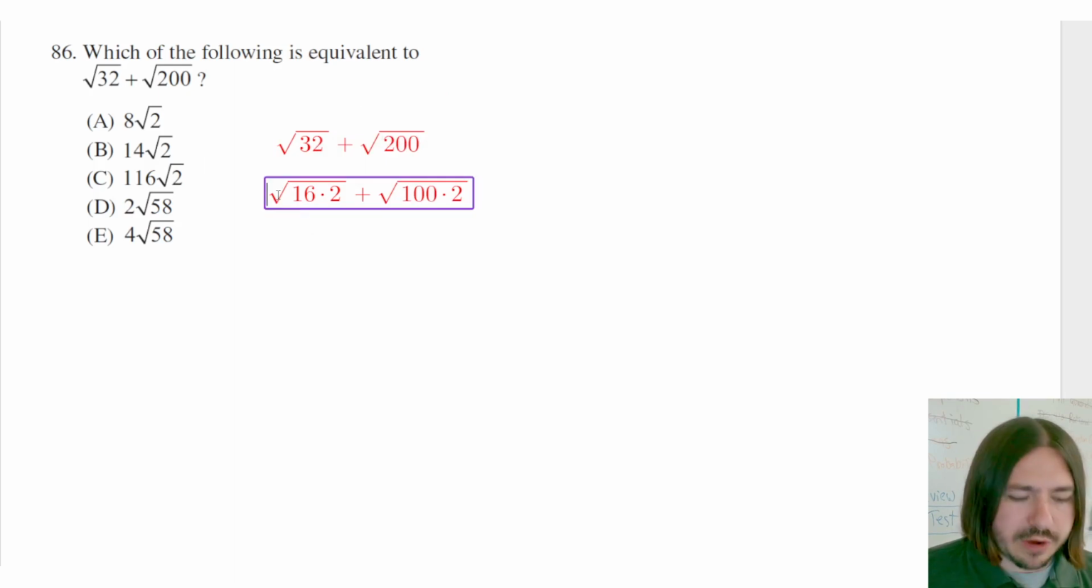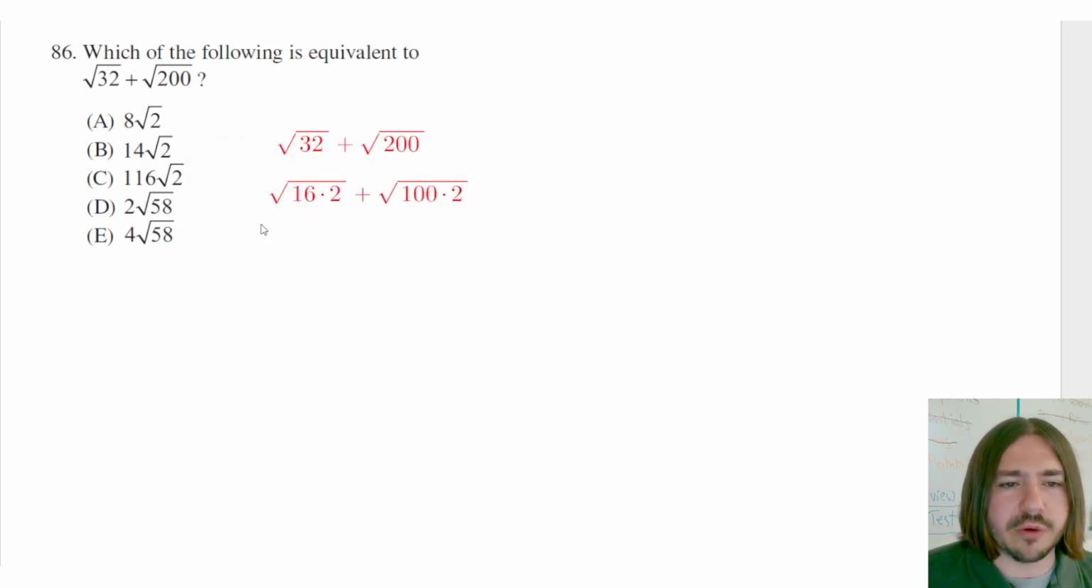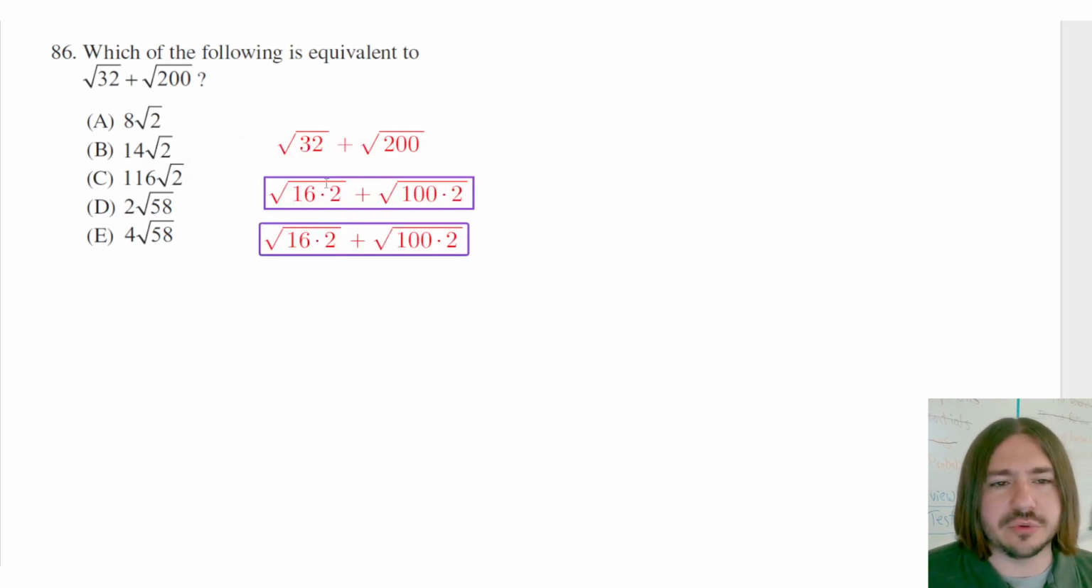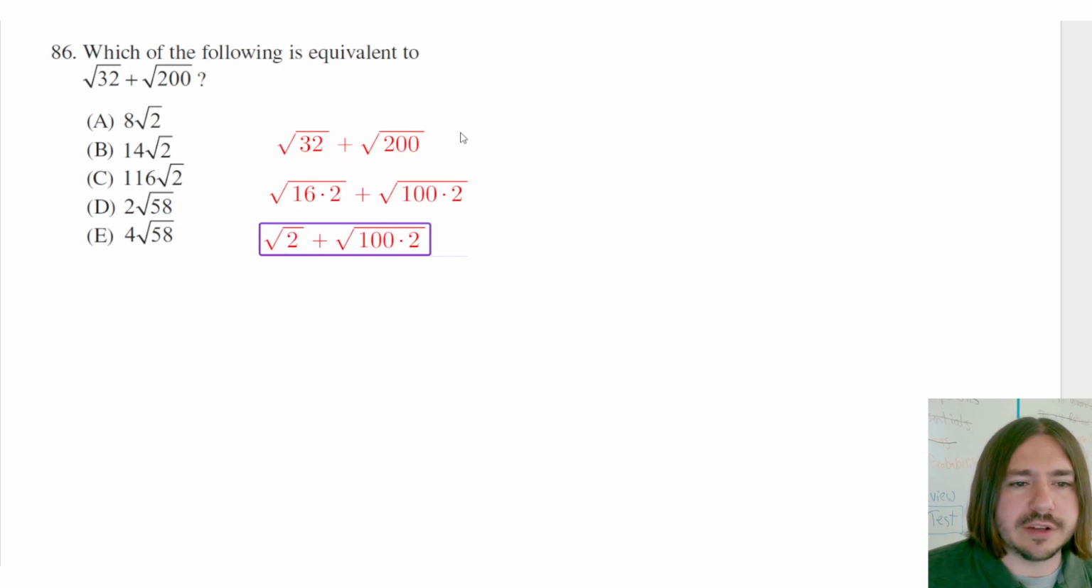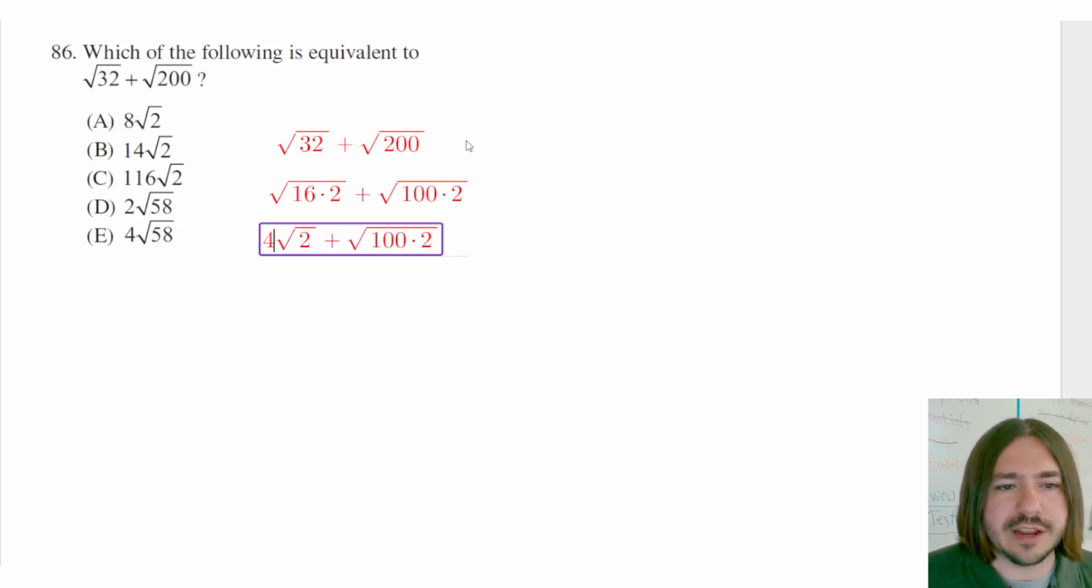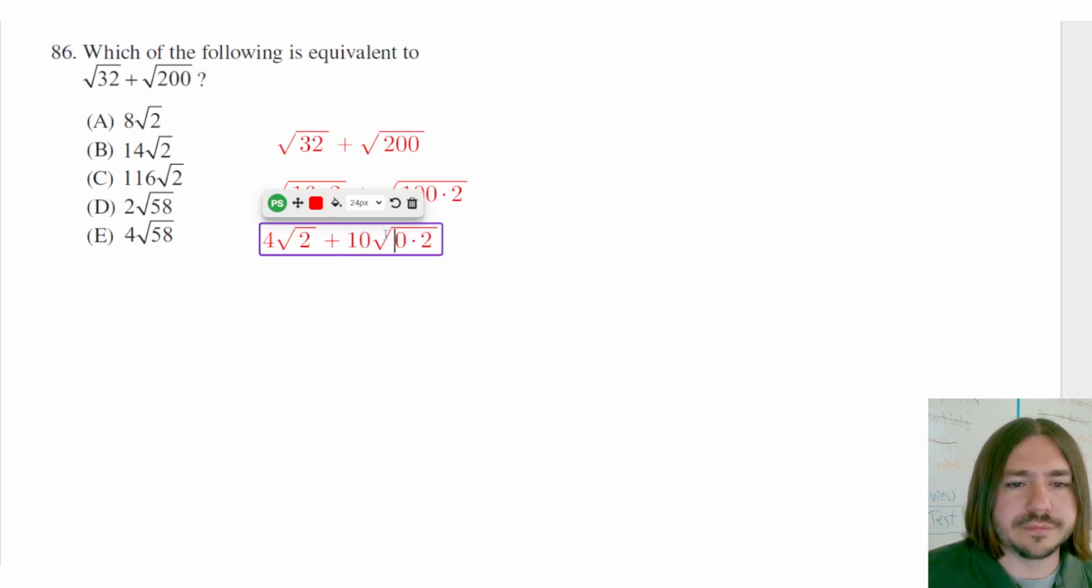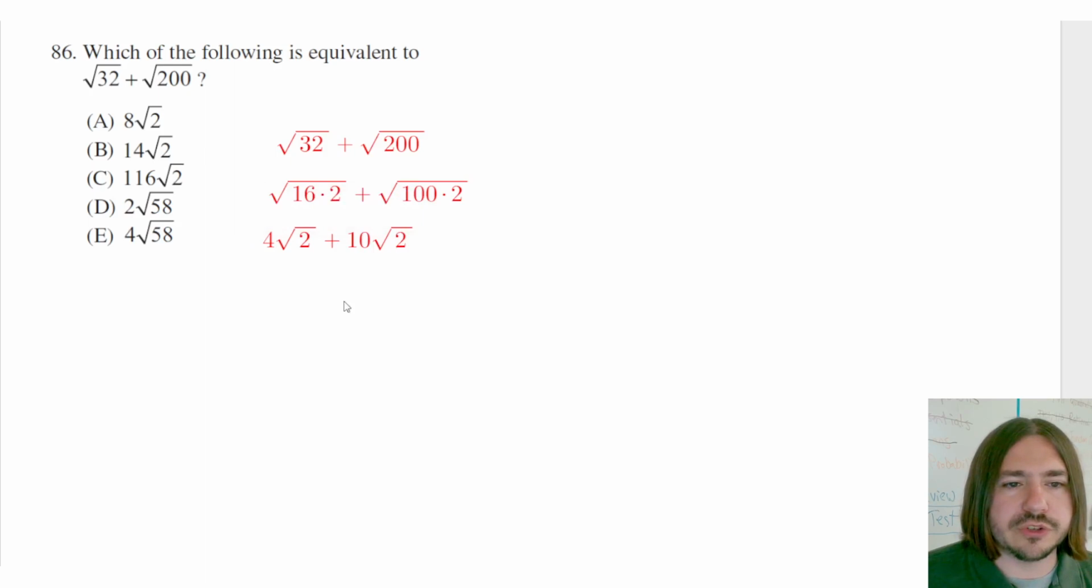So once you rewrite it like this, you can now take the square root of the factors that you have. The square root of 16 is going to be 4. I'm going to take that out here and write that as the square root of 16, which is 4. The square root of 100 is 10. And so now we've got 4 root 2 plus 10 root 2.